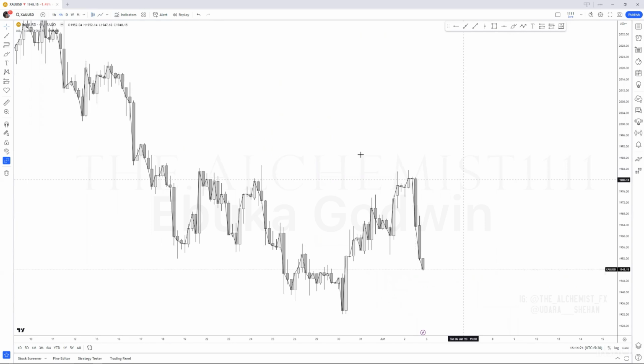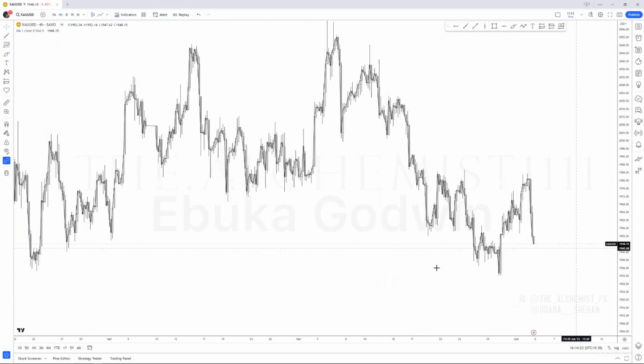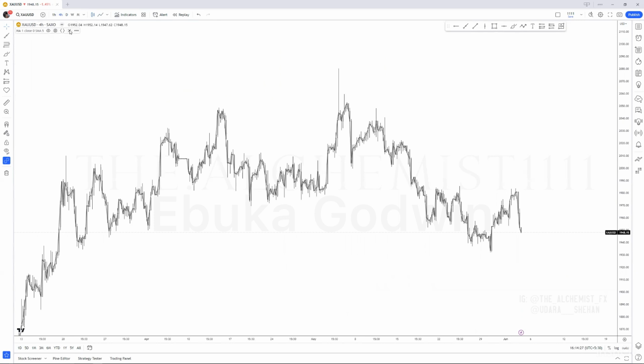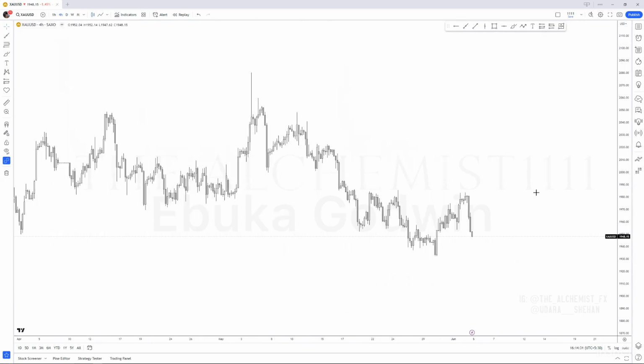But I don't do this because it's messy, right? Look at this. I want to have my charts as clean as possible. So I'll take it off. If you want, you can do this. That's perfectly fine. Okay, now let's get started.